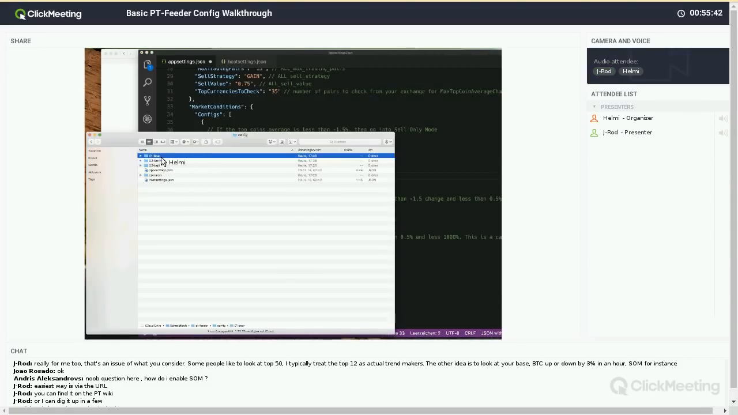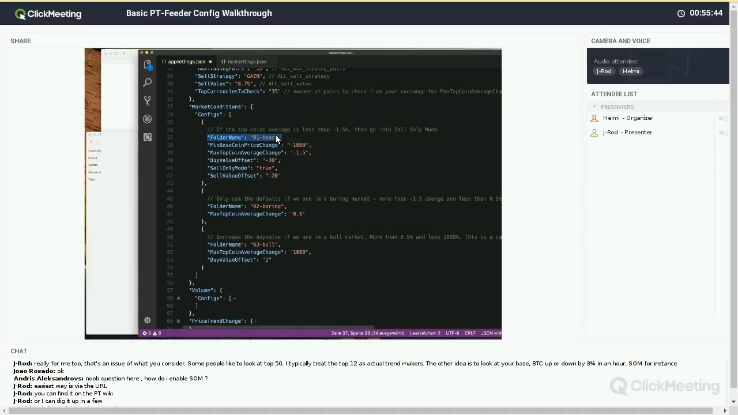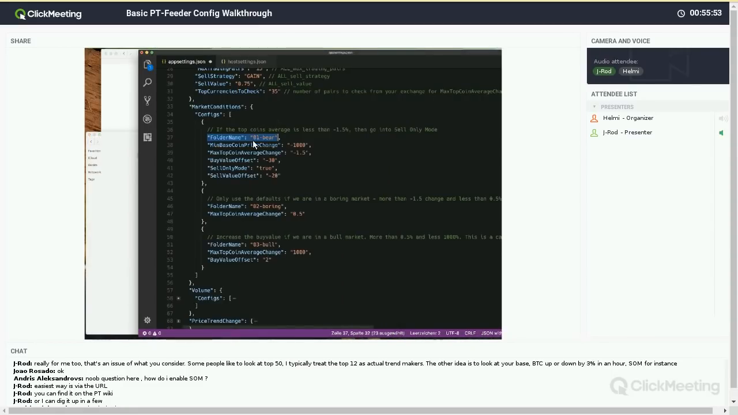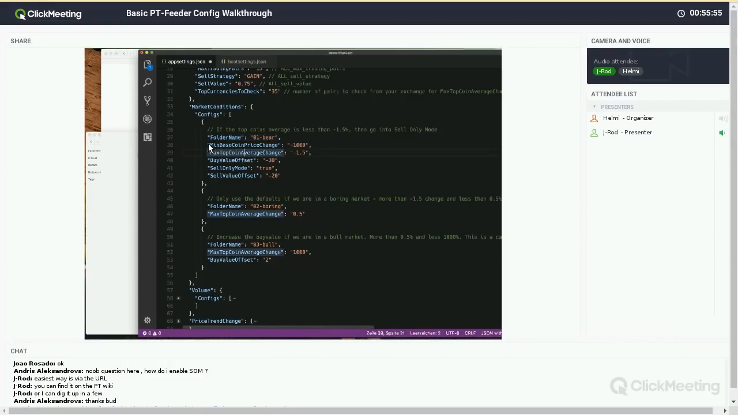We just talked about the folders. Obviously, the folder name in every section defines which folder the include files are taken from. That's something we come to in a minute. And then we have two sensors that control which market condition is used. We have the min base coin price change, and initially this was the only sensor.